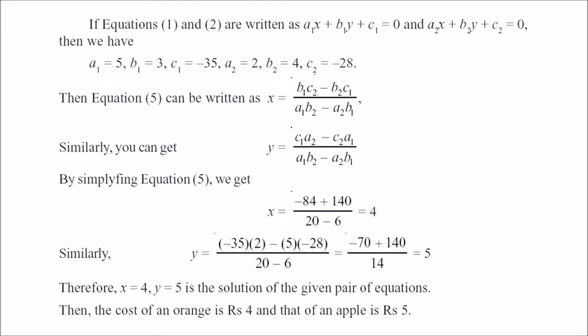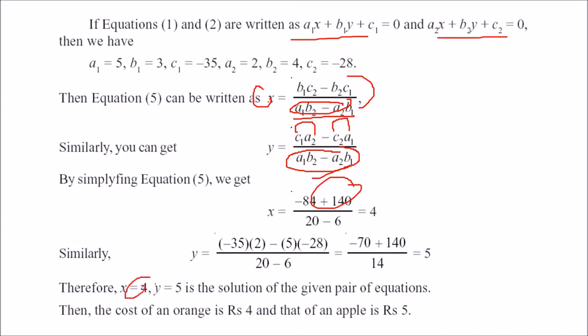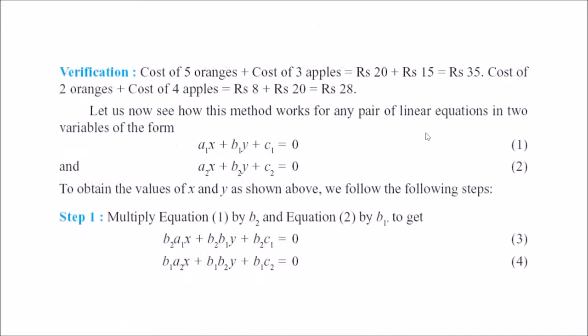So let us formally define it. If these two equations are a1x plus b1y plus c1 and a2x plus b2y plus c2 equal to 0, x will be b1 c2 minus b2 c1 by a1 b2 minus a2 b1. See, the denominators are the same. For y, it will be c1 a2 minus c2 a1 by this. So just place the values and you see x and y will be these values. So how to remember this? There is a proper way of learning it also.